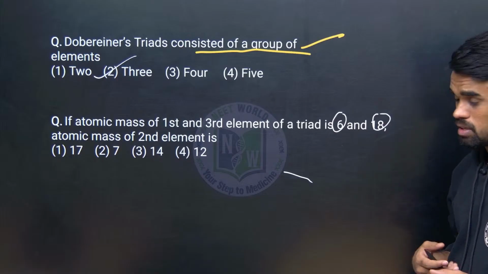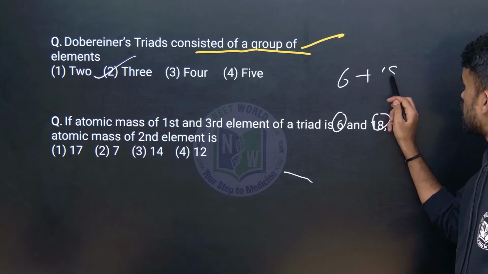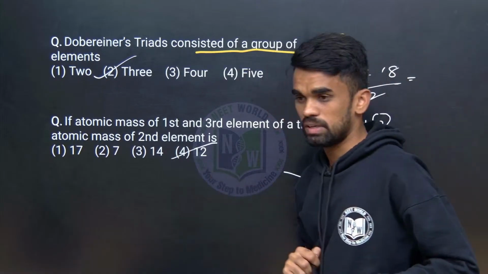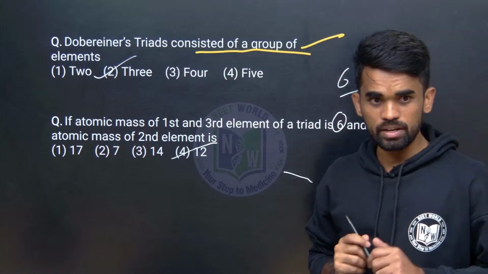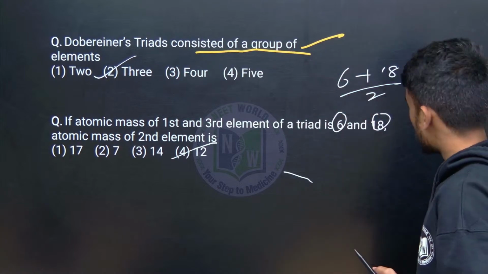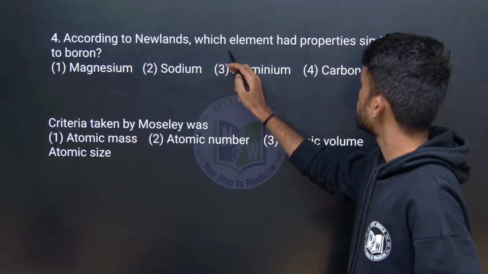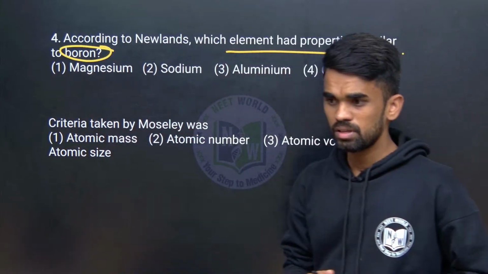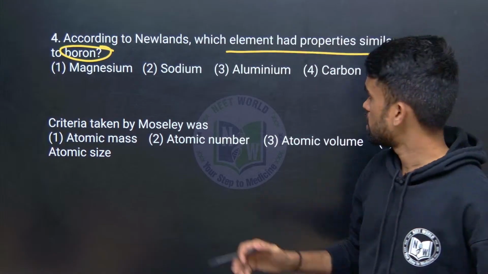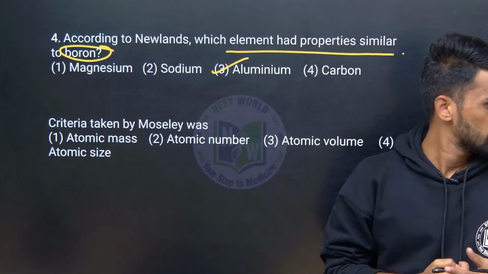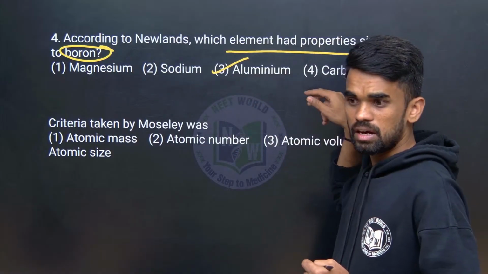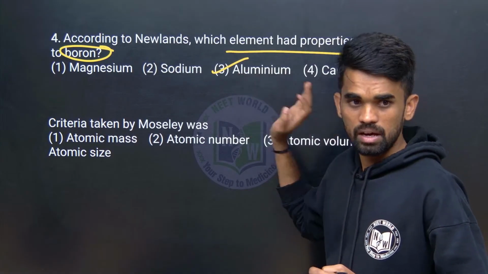What? 6 plus 18 by 2. How much? 24 by 2, 12. Easy only, na? Yeah. So next, according to Newlands, which element had properties similar to boron? Boron and aluminium, right? Next, for this you just write the elements. The 8th element will be aluminium again.